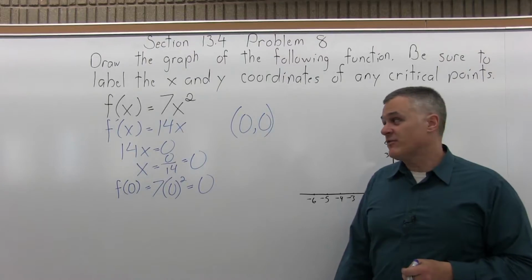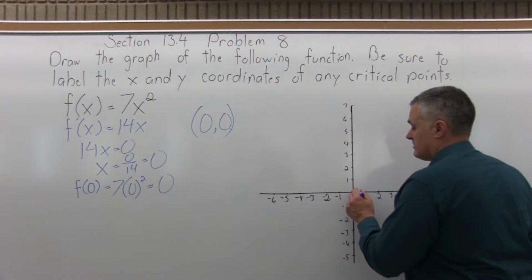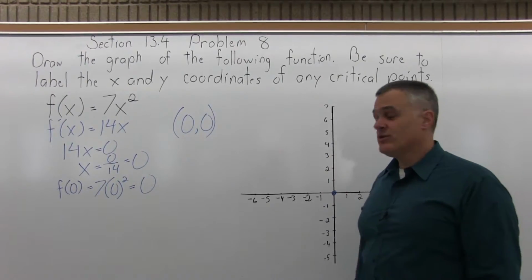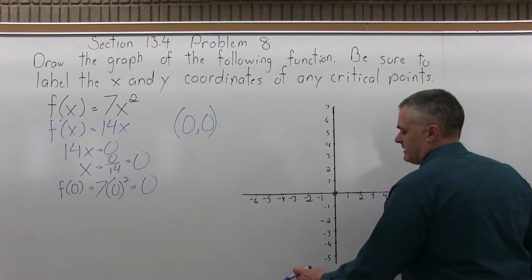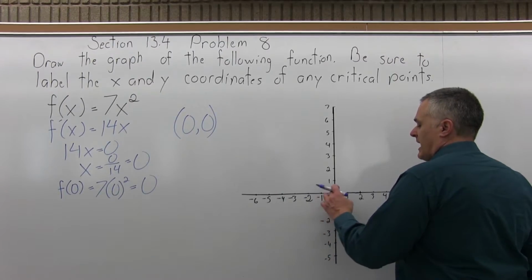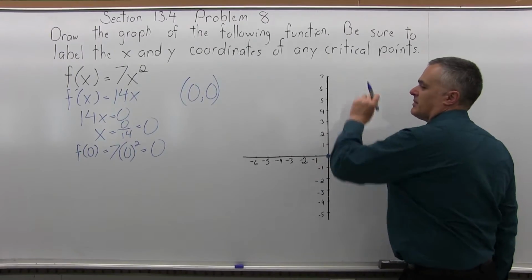So the next step, step 5, is plot that on a graph. So if I go over 0 up 0, I'm right on the origin. Now what I want to do is see if that critical point represents a maximum or a minimum. Does my graph go up, up, up, flatten out here and come back down? Or does my graph go down, down, down, flatten out and go up, up, up?